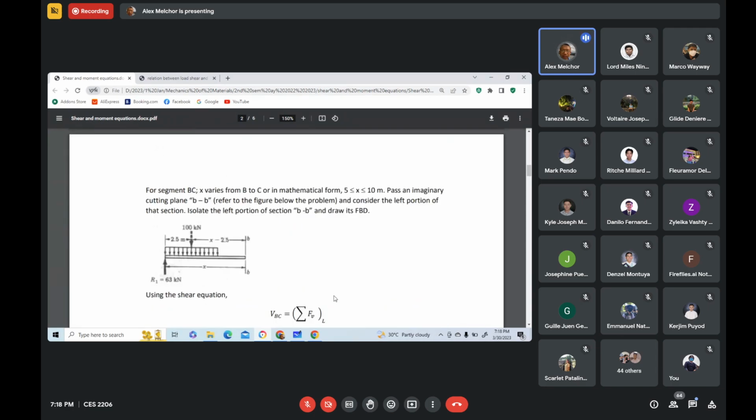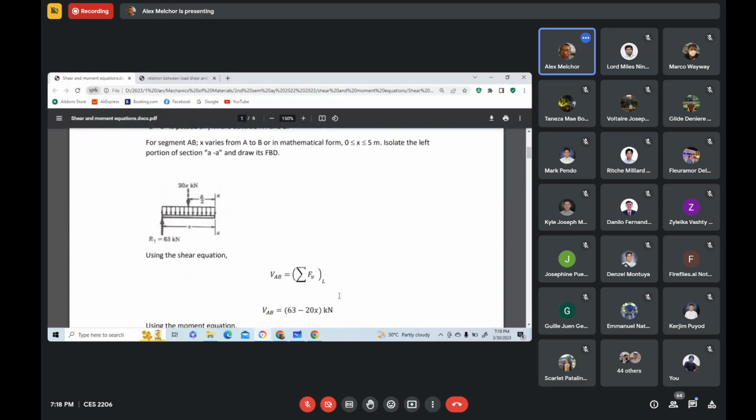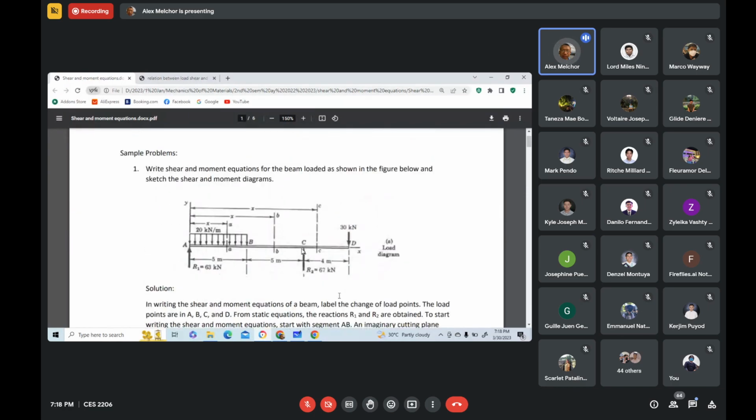And for the last segment CD, you can consider the same procedure. We do the same procedure. We pass imaginary cutting plane CC anywhere between C and D. So that imaginary cutting plane is located any horizontal distance x from the left end.